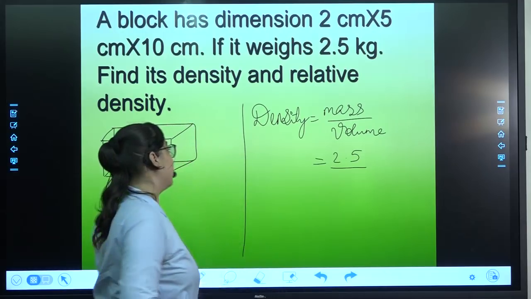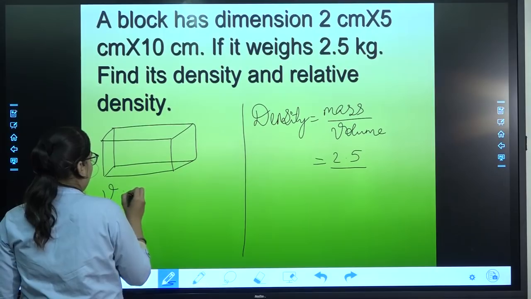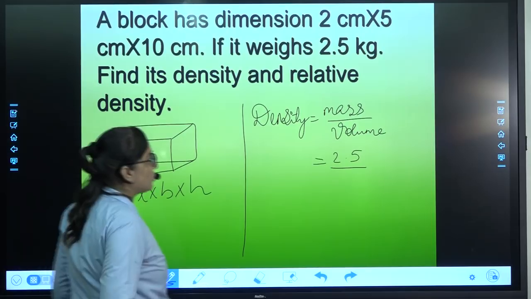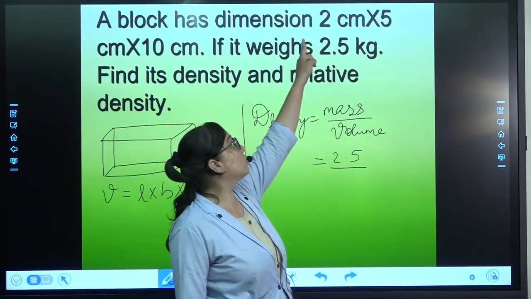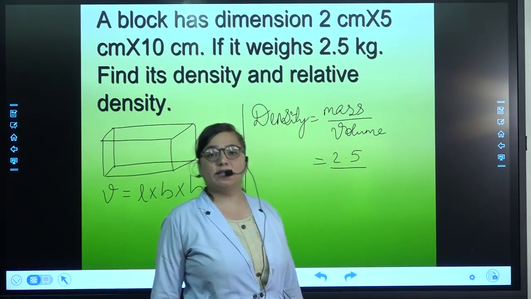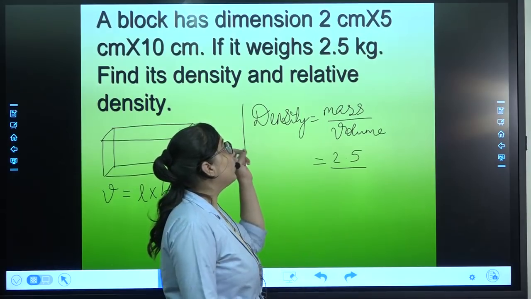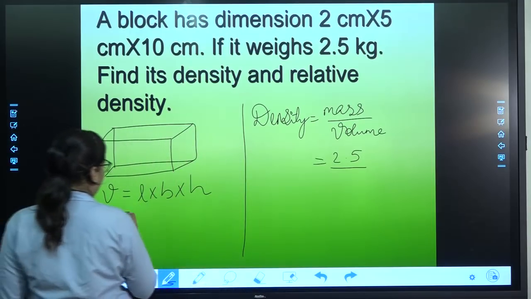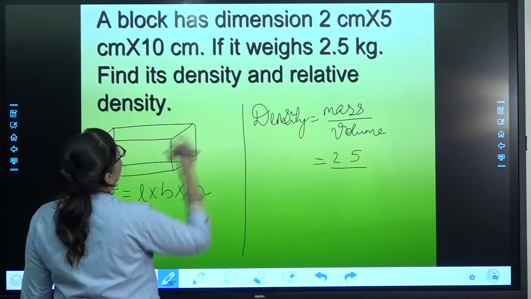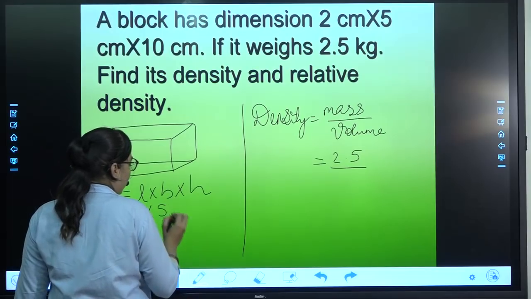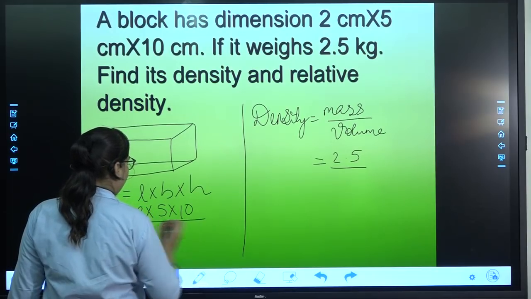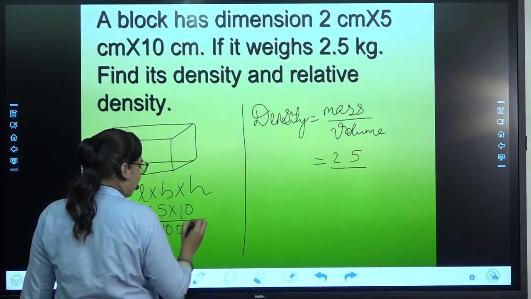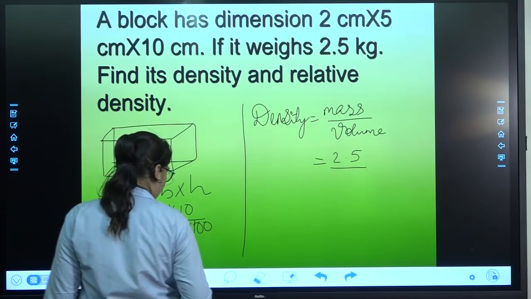We don't have volume, so we need to find out the volume of a cuboid, which is L into B into H. What are the dimensions over here? They are not in SI unit, so we need to convert them into SI unit. What is the SI unit of length? It's meter, so we need to convert all these dimensions into meter. So it is equal to 2 into 5 into 10 upon 100 of the 2, 100 of the 5 and 100 of the 10.